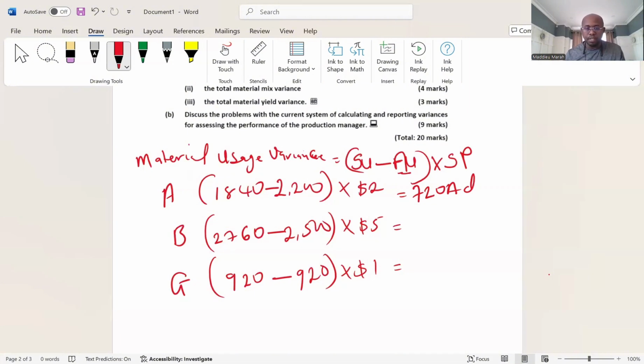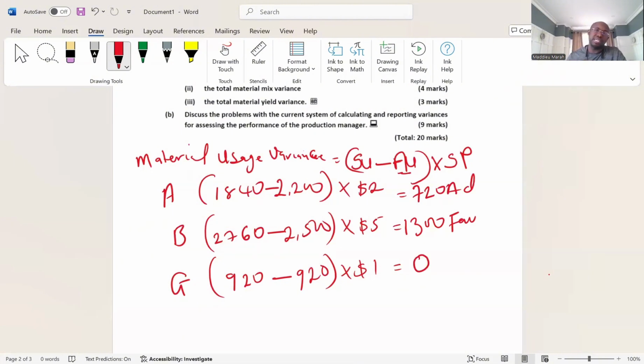Get it? The next one, for beta: 2760 minus 2500 at what? 5. So my variance here is 1,300. And this will give me a favorable variance. Favorable variance means that we budgeted to spend 2,760, but we actually spent 2,500. So it's favorable. We are able to save. Okay, now for gamma. For gamma, my variance here will be 0.